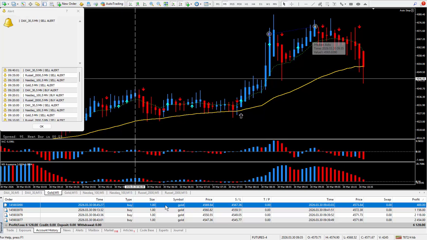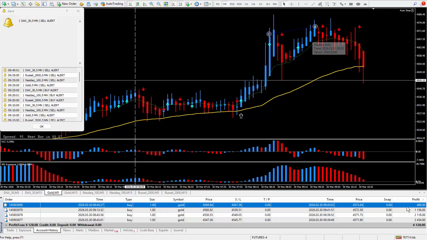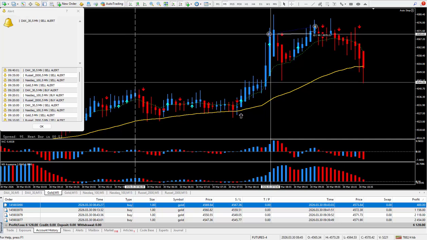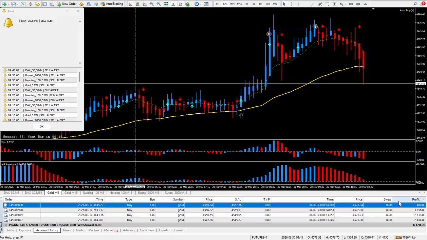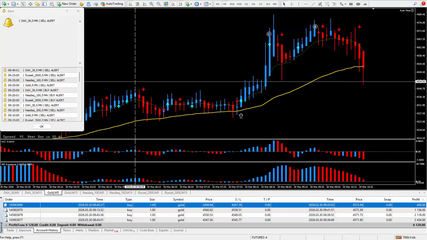So it looks like since gold pays $10 for each tick, this first trade I got 40, so we're looking for 40. From there to there is 40. There it is right there, paying out $400.